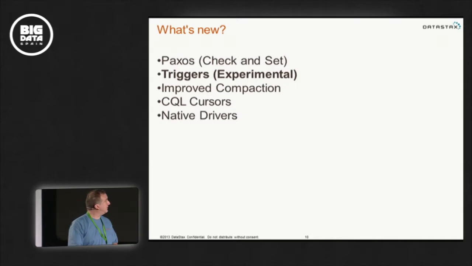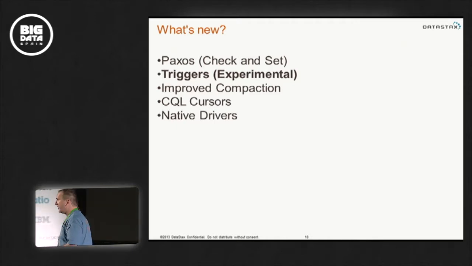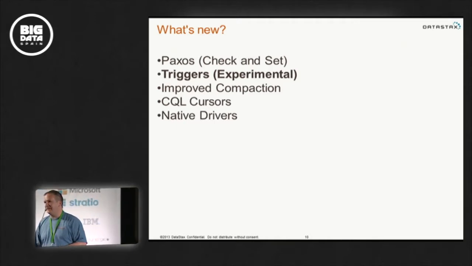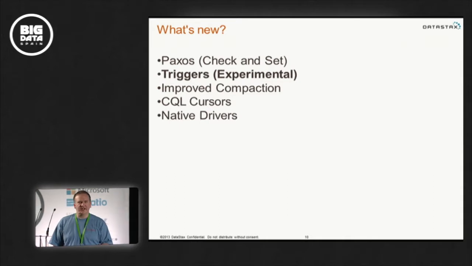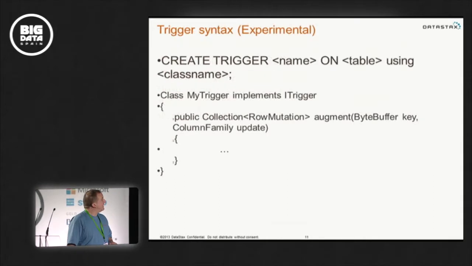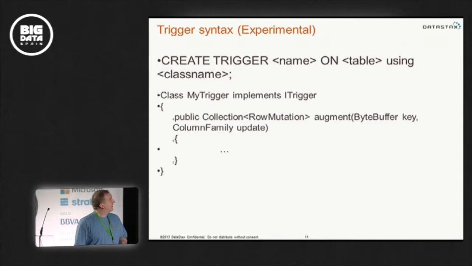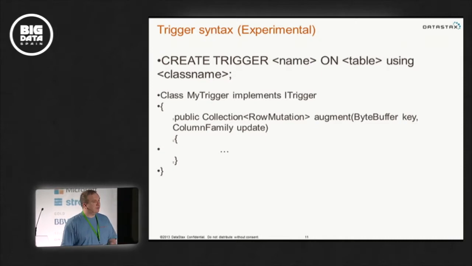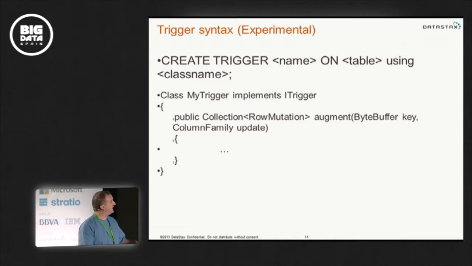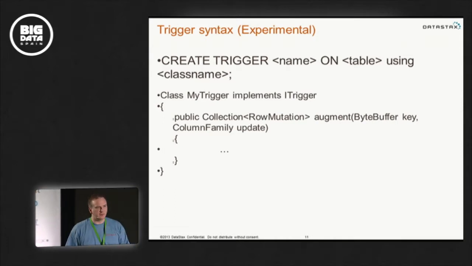So the next section is triggers. As I said, this is experimental in 2.0. It's kind of a beta release, really. Syntax is reasonably straightforward. Create trigger name on table using class name. You have to write your class to carry out the transaction or whatever it is you're doing, your insert, your update, your delete.